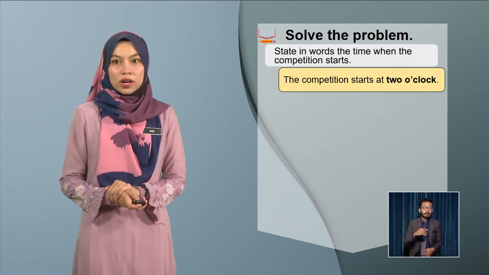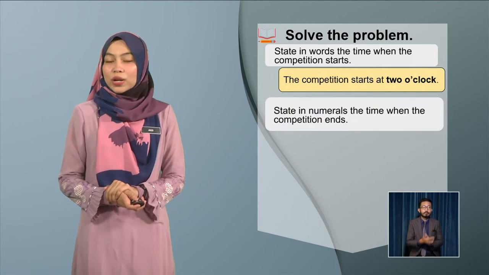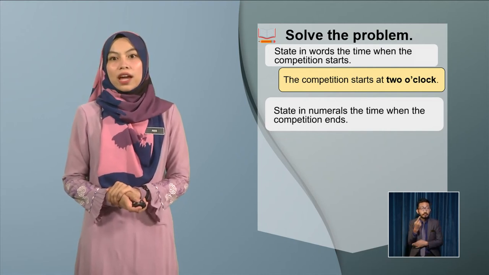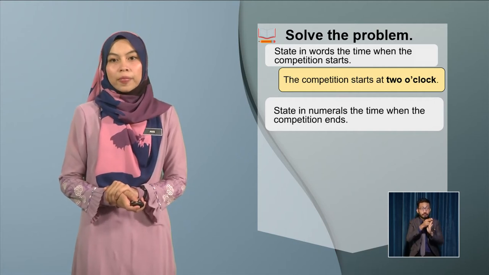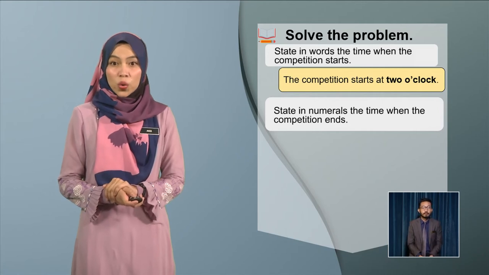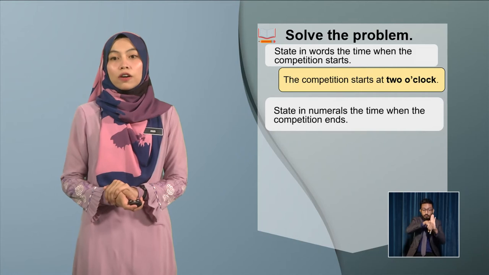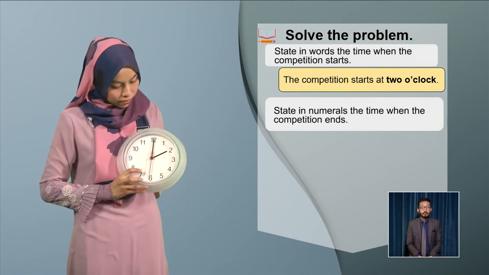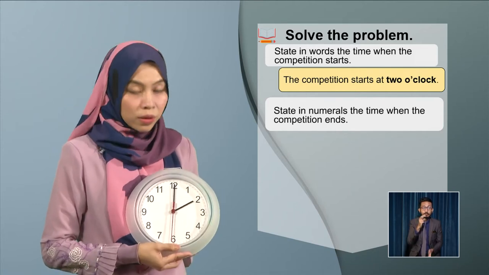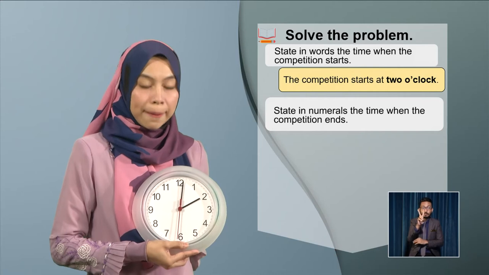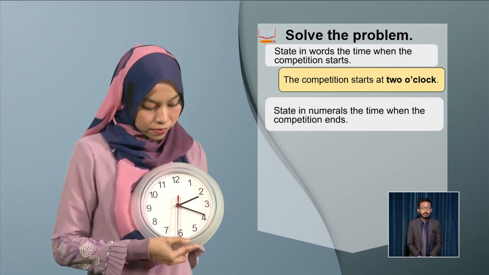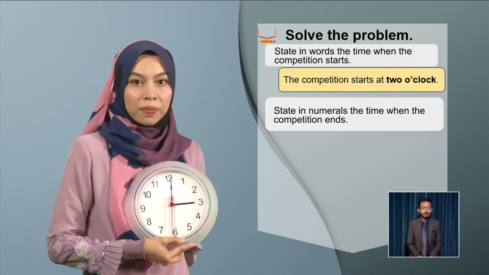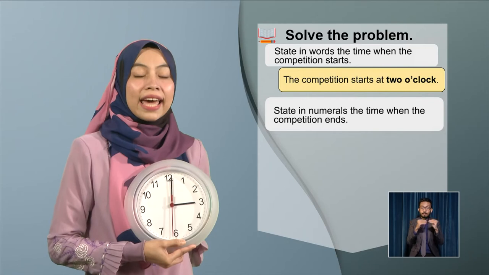Now, let's go on to our next question. At what time will the competition end? It states that the competition is carried out for 1 hour. 1 hour is a complete circle of the minute hand. The hour hand moves from number 2 to number 3. So, the competition ends at 3 o'clock.